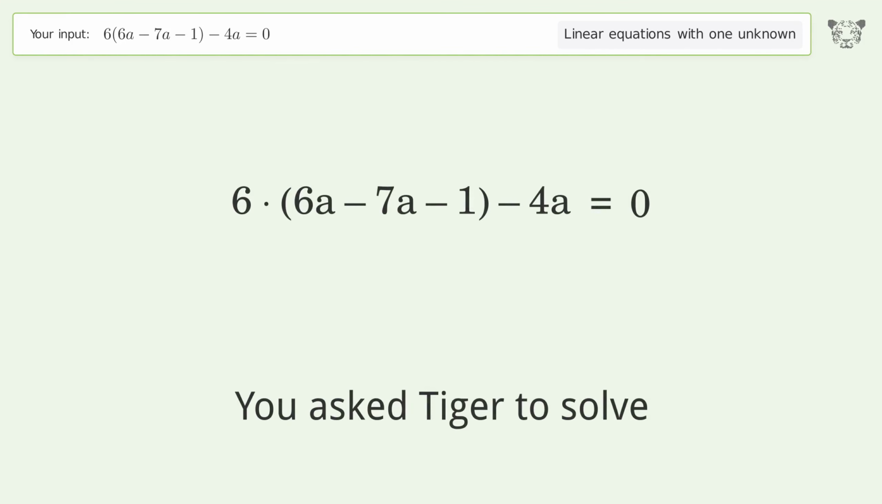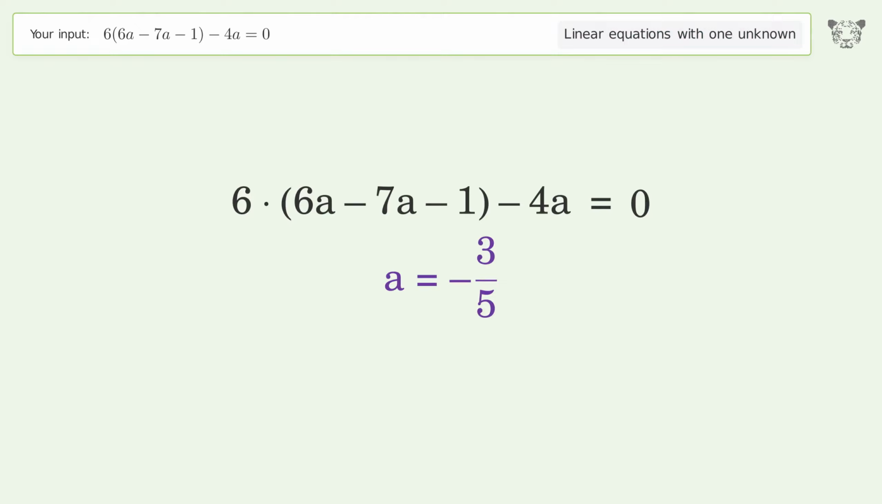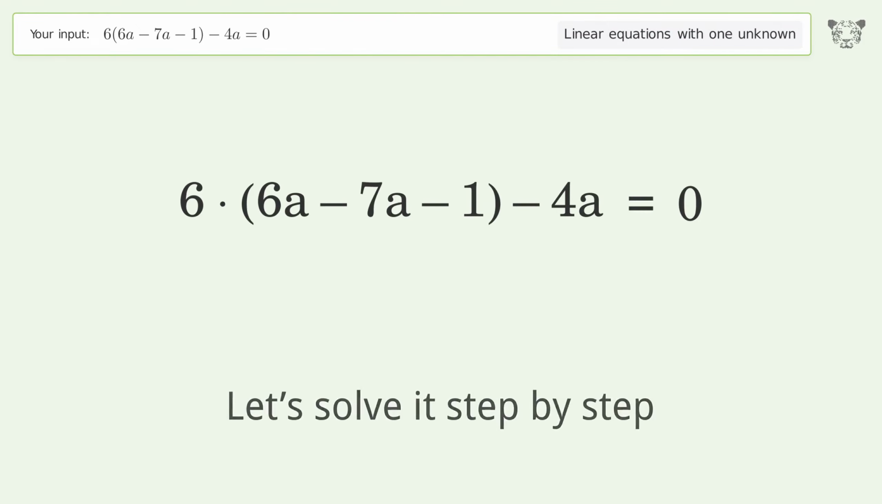You ask Tiger to solve this. It deals with linear equations with one unknown. The final result is a equals -3/5. Let's solve it step by step.